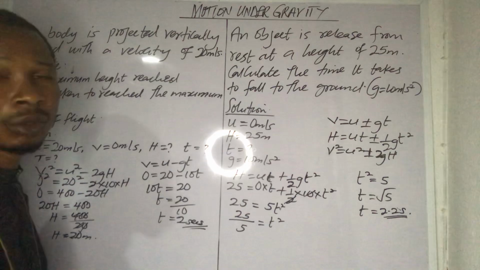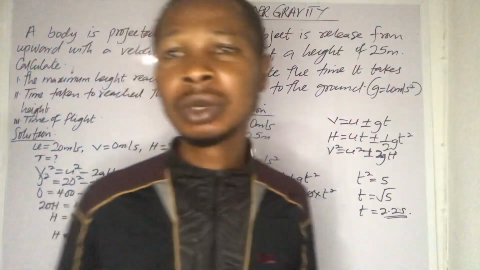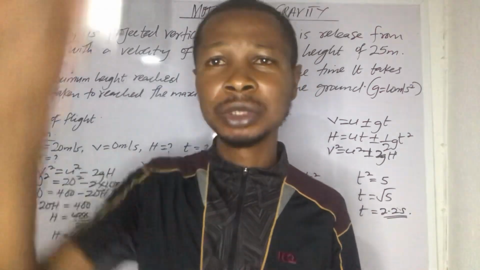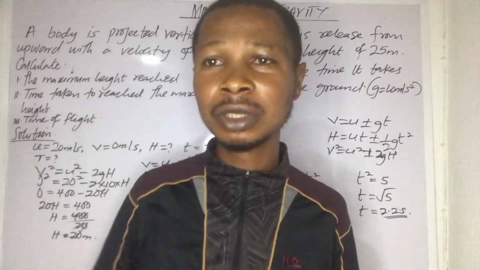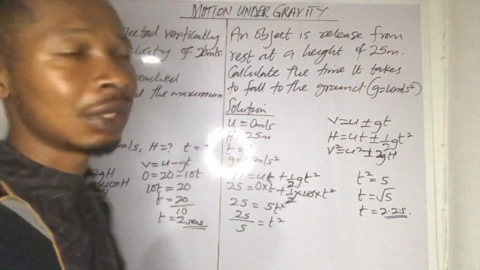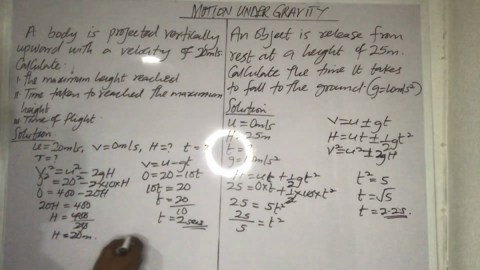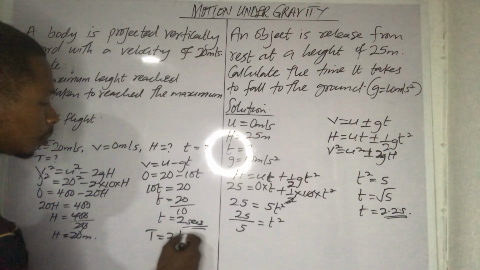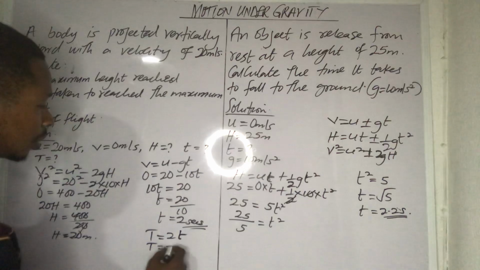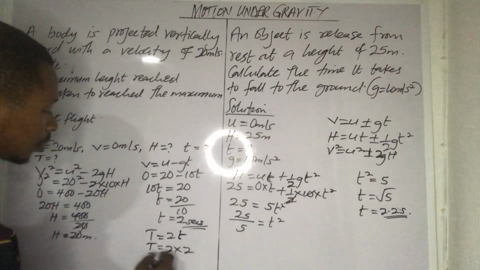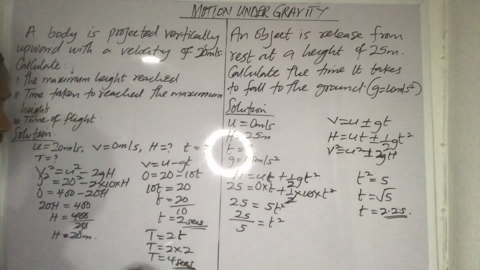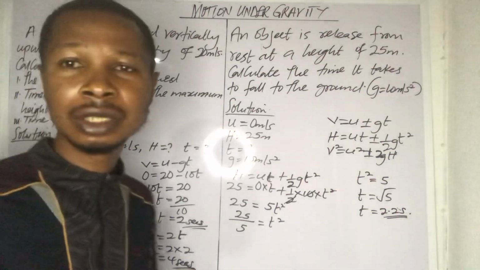And the total time of flight is equal to the time taken for the body to reach up and to come down. The time taken for a body to reach up is always equal to the time taken for the body to come down. So our time of flight, capital T, should be equal to 2 times small t. So I have T equal to 2 times 2, that's 4 seconds. So this is an example of questions on motion under gravity.